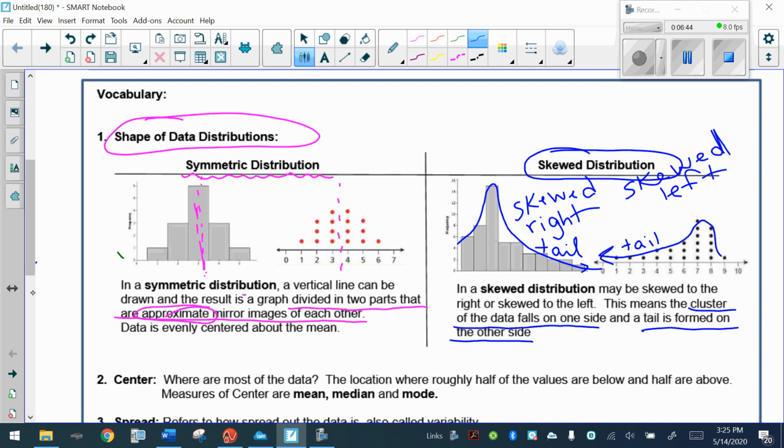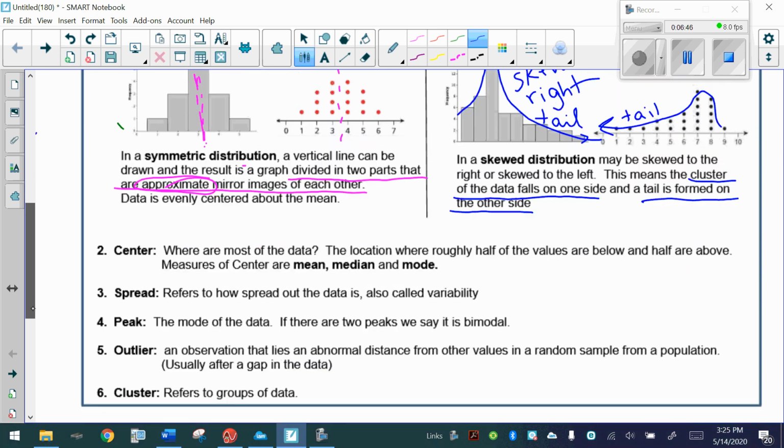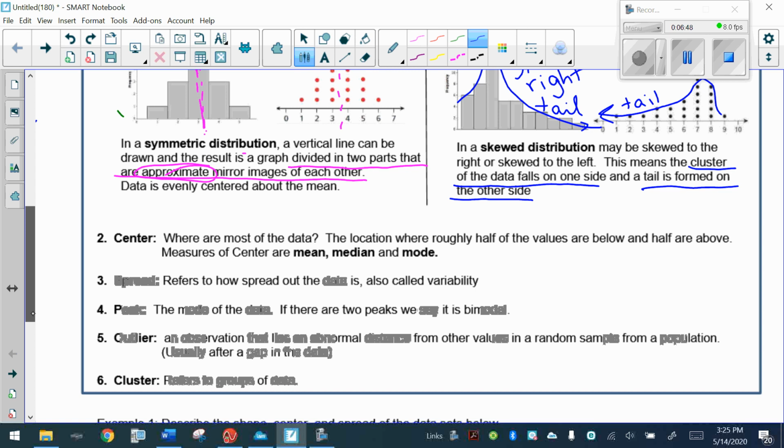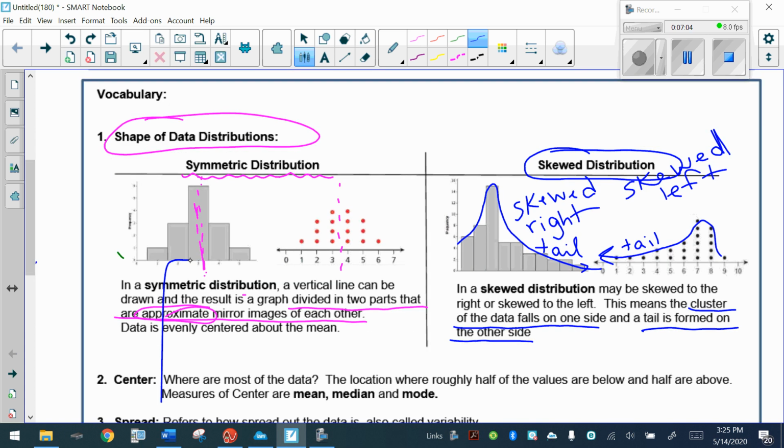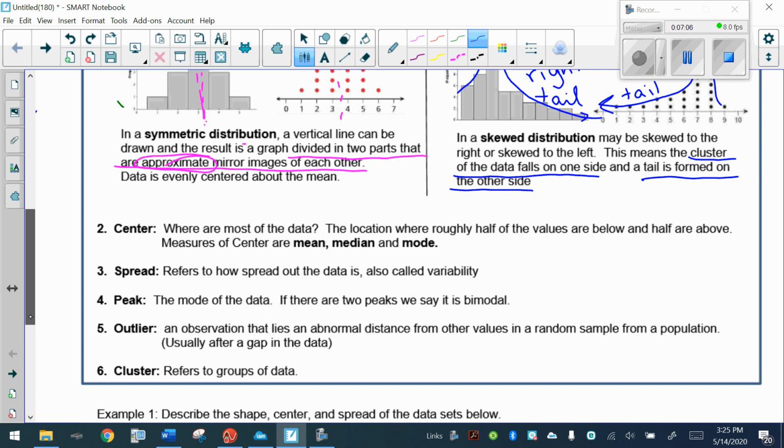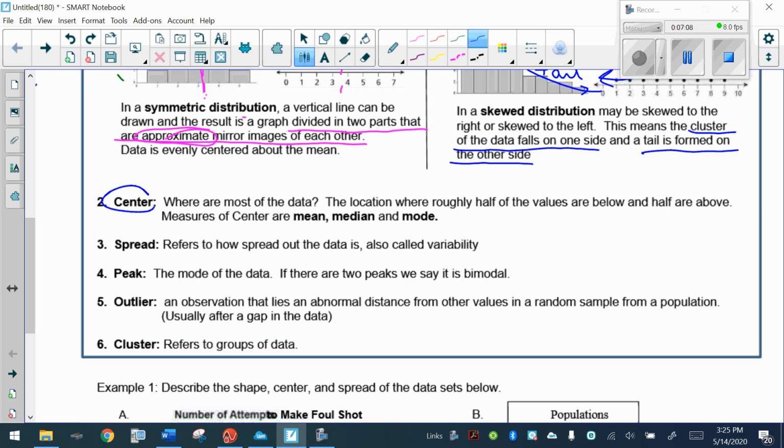All right, let's see what other vocab we have here. So we also have the center. That's where most of the data falls. The location is roughly half of the values are below, and half the values are above. When we define it that way, kids always think of it as the median, but just remember from your last lesson that we learned there's different measures of center. So the center could be referring to the mean, the median, or the mode.